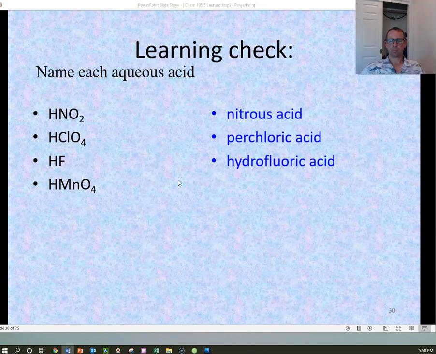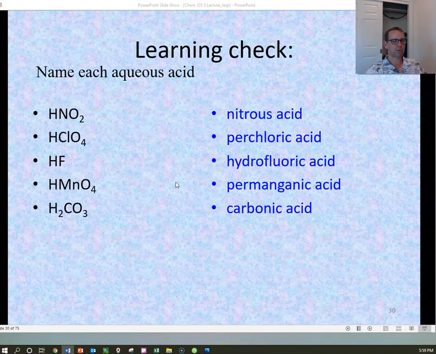Okay, we're back again. MnO4 is permanganate. It is an ATE, so that changes to IC. It's an oxyacid: permanganic acid. Very good.